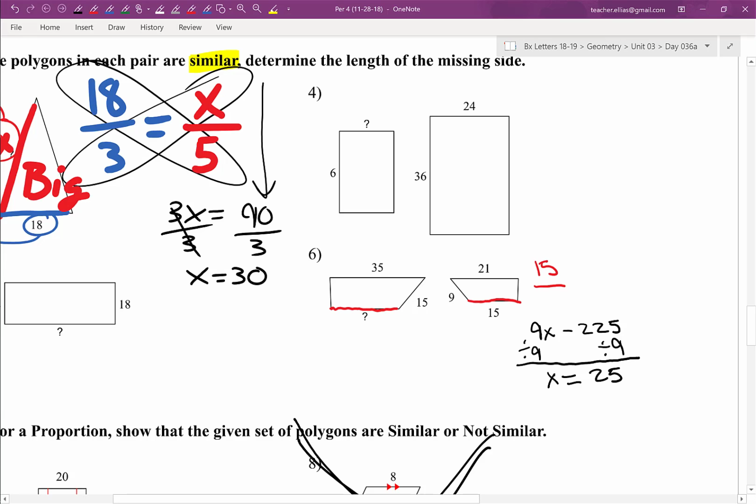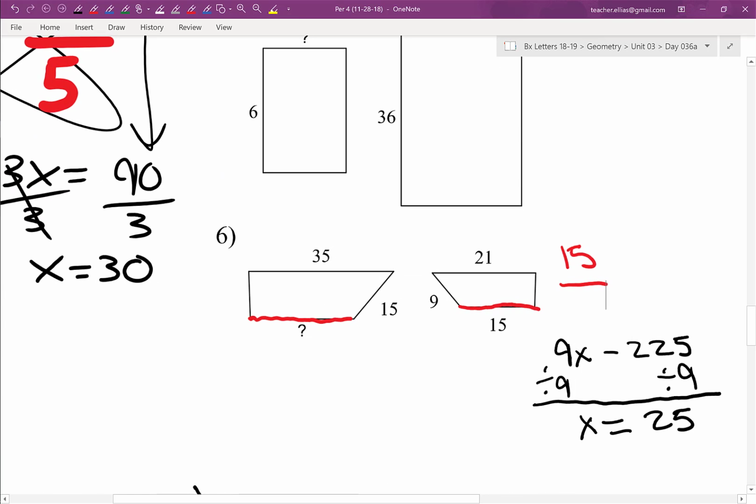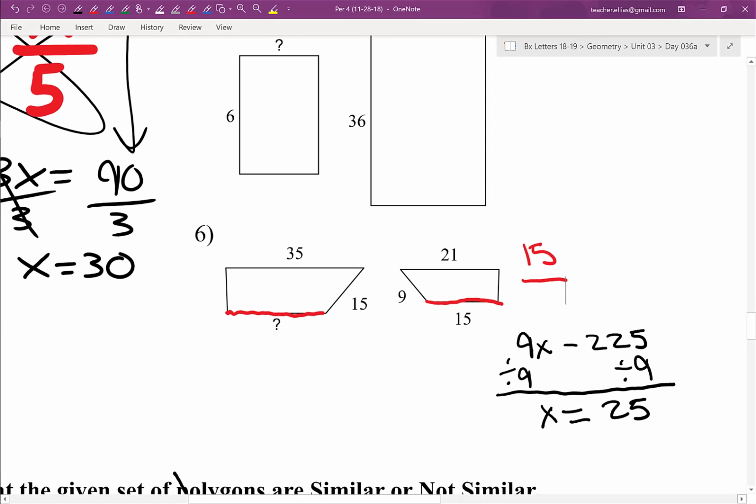Shouldn't it have been 15 over X? No, because, but look, the two bases. It's supposed to be... wait, hold on. It's supposed to be X of 15 because this one is the image, and then this one is the original. You see what I'm saying? So that's why it's X over 15.